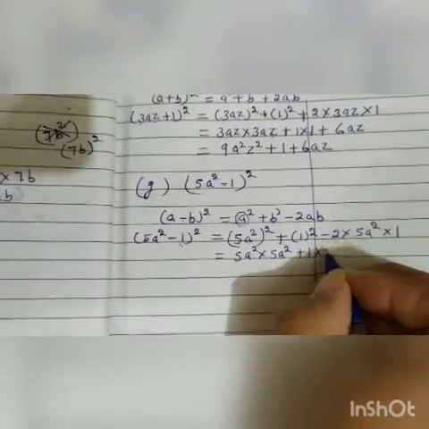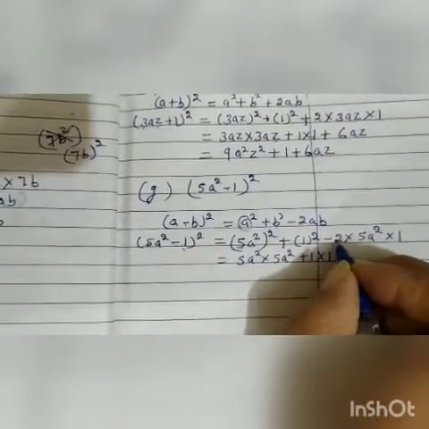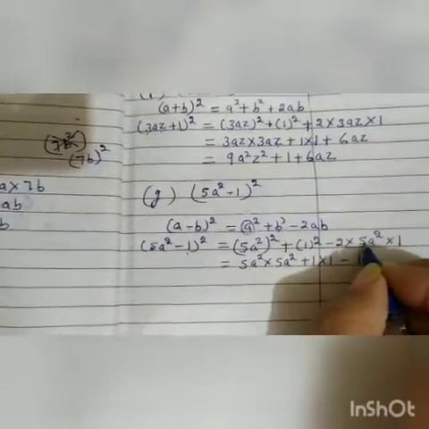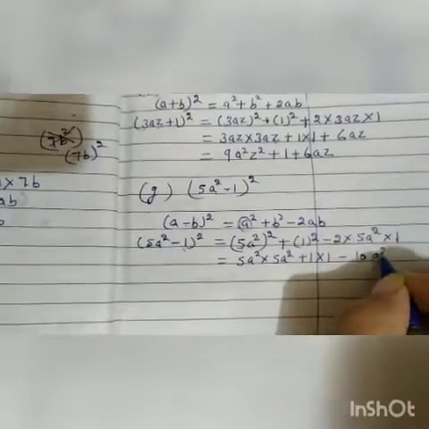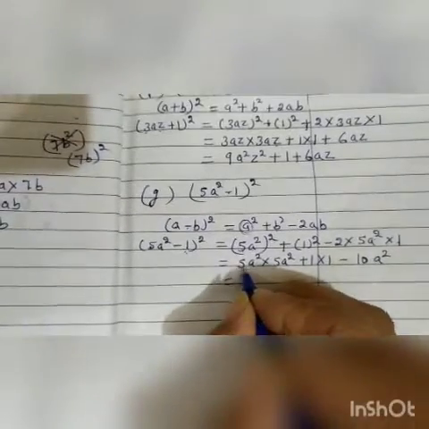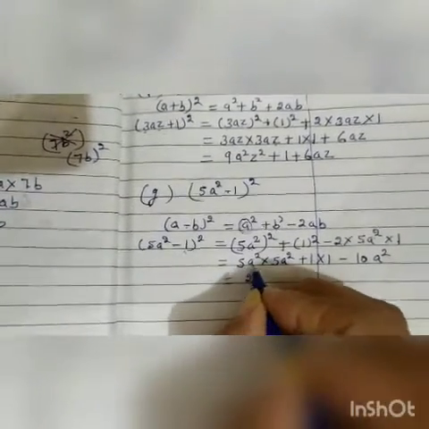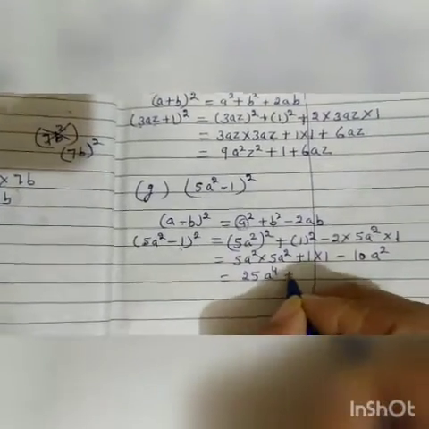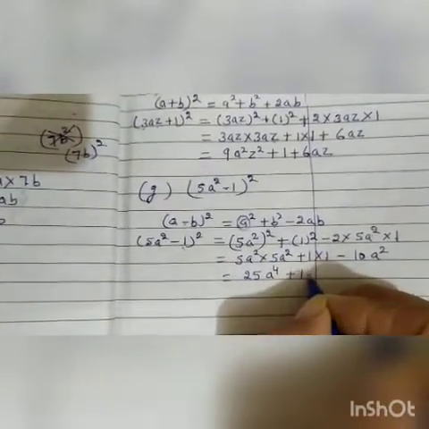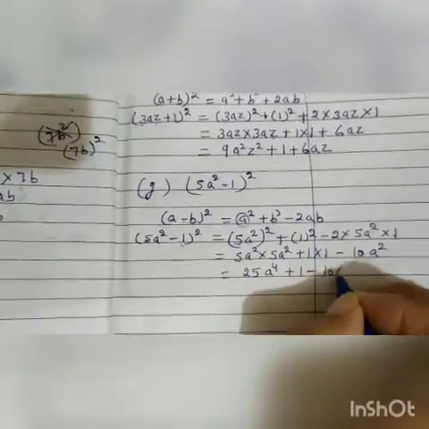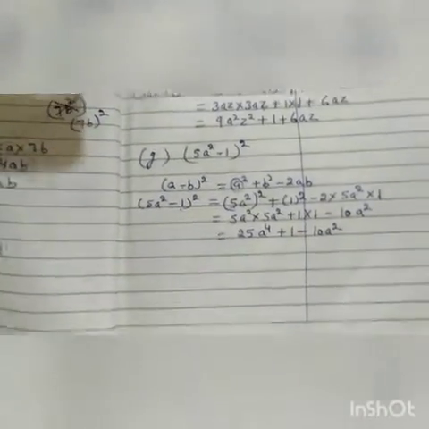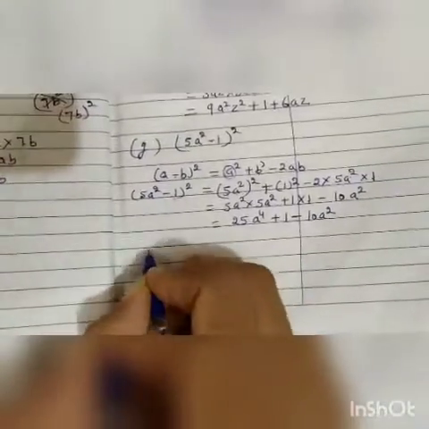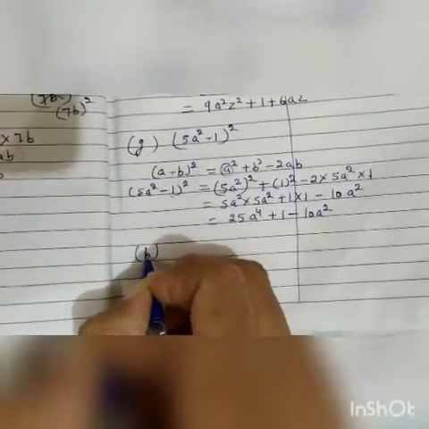1 square means 1 multiplied by 1. Minus 2 into 5 is 10, 10 into 1 is 10, so 10a square. Now 5 fives are 25a square multiplied by a square, it will be a power 4, plus 1 one is 1, minus 10a square. Clear? Now come to the next part.